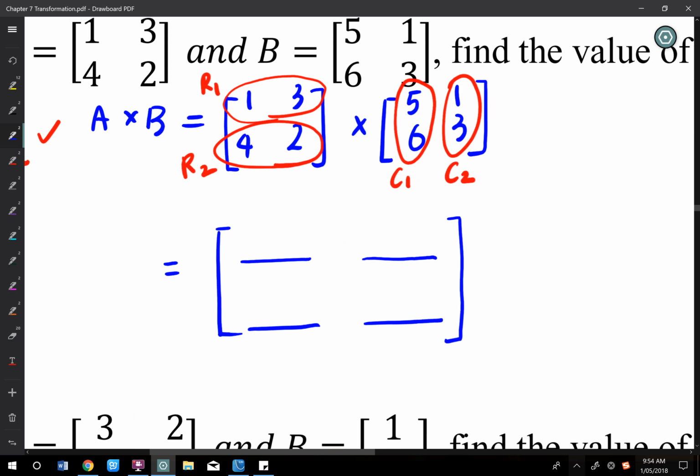So basically what we have is, well, remember you're dealing with row 1 and column 1 now. In row 1, the first number meeting column 1's first number is 1 times 5. Second number meets second number. Okay, you're dealing with row 1, column 1. So second number 3 times 6, and you will add them. Okay, you will add them.